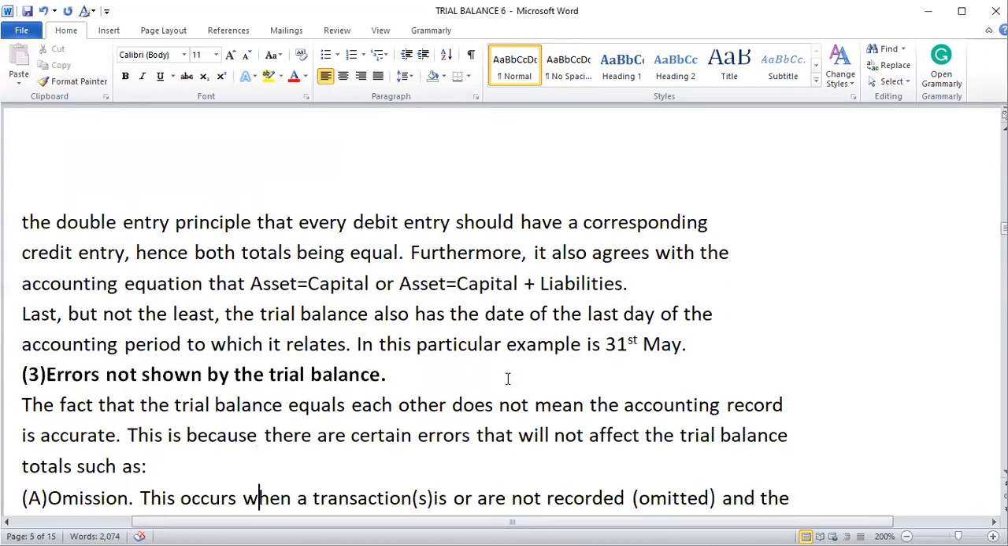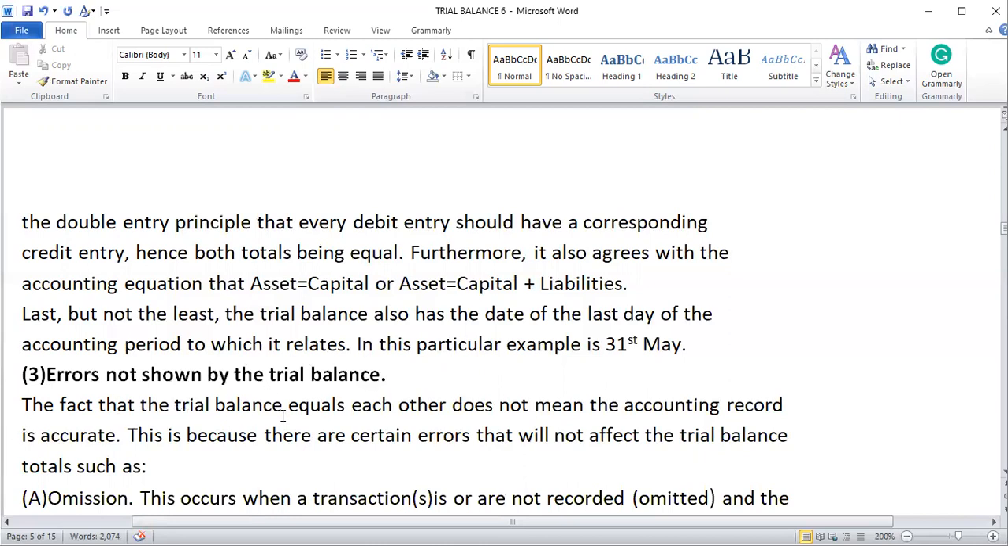Okay, let's continue. The fact that the trial balance balances doesn't mean that all the transactions have been rightly recorded. Why? There are certain errors that the trial balance will not show. Although it will arithmetically show that it agrees, because the debit side is the same as the amount on the credit side. So let us go through that. That's our lesson 3: errors not shown by the trial balance.